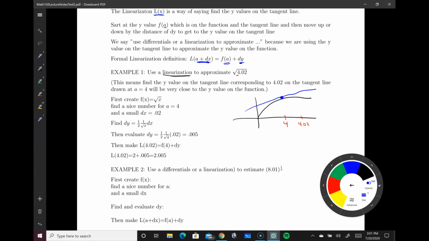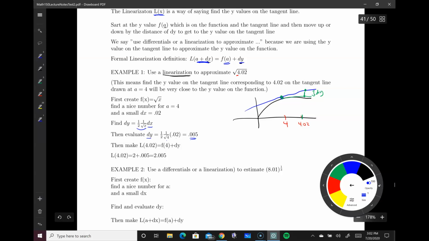Okay, so I go find dy, and you know dy is f prime of x dx, the derivative times dx. I calculate what dy is equal to. So put x equal 4 in, and put dx equal 0.02, and this gives me 0.005. So 0.005 is the change in the y values that occurs when I'm at 4.02. So it's that height distance right there.